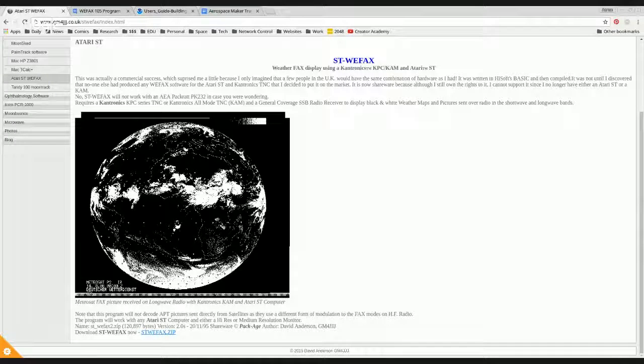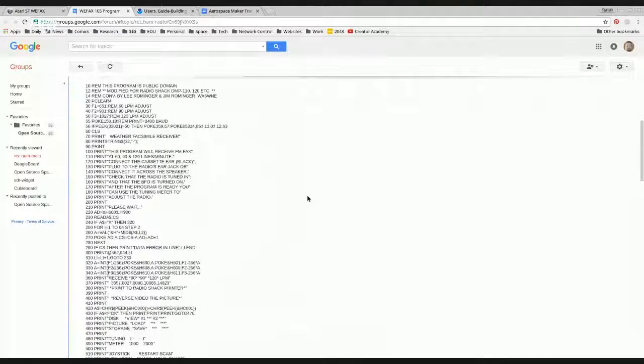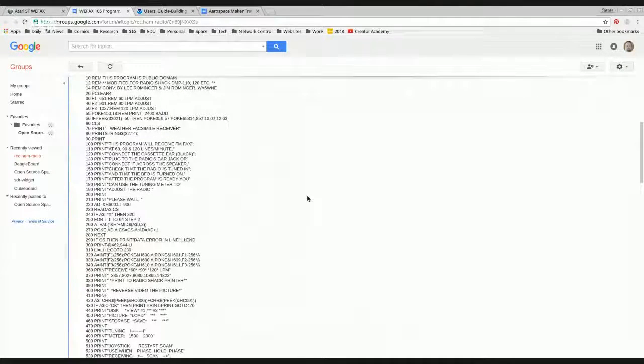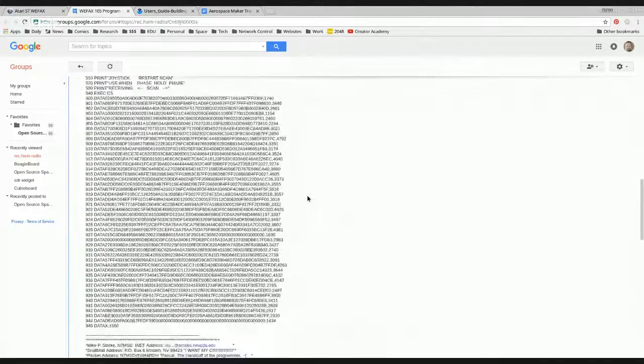Here's an example of the Atari ST system output. You can see it's black and white. There's really no grayscale, maybe just a little bit of dithering. But the other program was the WeFax program used on the TRS-80 color computer, or COCO. Here is the code in the BASIC programming language that was used to accomplish this. Note that while it's written in BASIC, there is an assembly language component to it. That's what all the gobbledygook right here is.